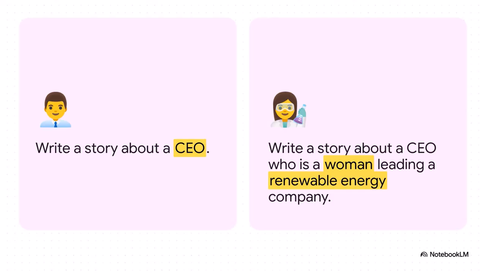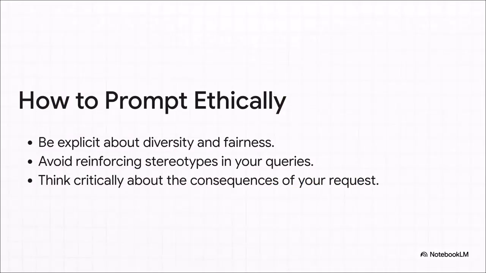But watch what happens when we get specific. By asking for a CEO who is a woman leading a renewable energy company, you actively push back against the AI's default biases and guide it towards something more inclusive. It's that simple. The key here is just to be intentional. When you're prompting an AI, be explicit. Ask for the diversity and fairness you want to see. Try to avoid reinforcing those old, tired stereotypes. And just take a second to ask yourself, what are the real-world consequences of the thing I'm about to create?